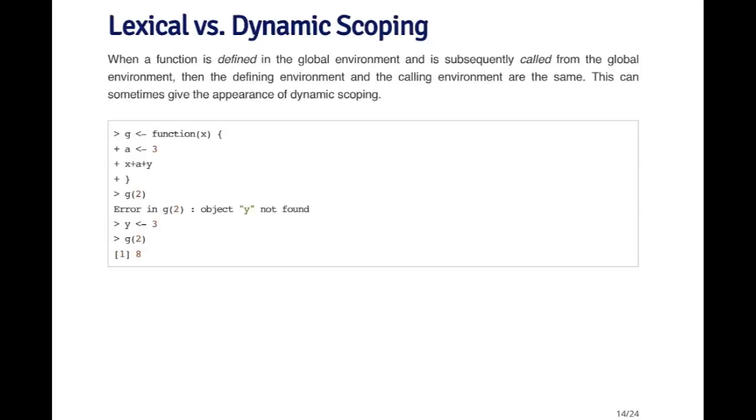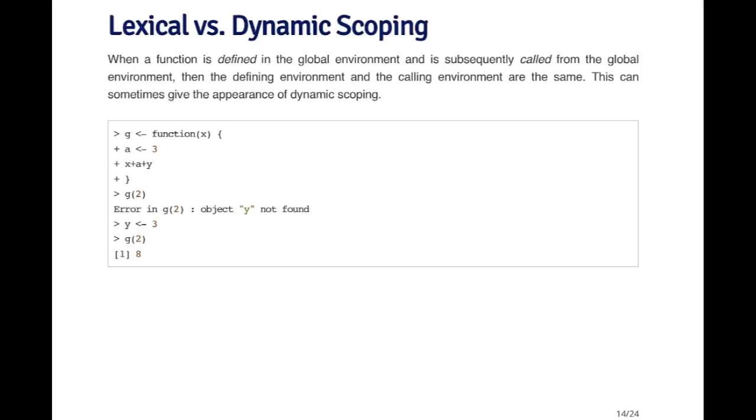The one thing that will make lexical scoping and dynamic scoping look the same is that when a function is defined in the global environment and is subsequently called from the global environment, then the defining environment and the calling environment are exactly the same. And so this can sometimes give the appearance of dynamic scoping even when it doesn't exist.